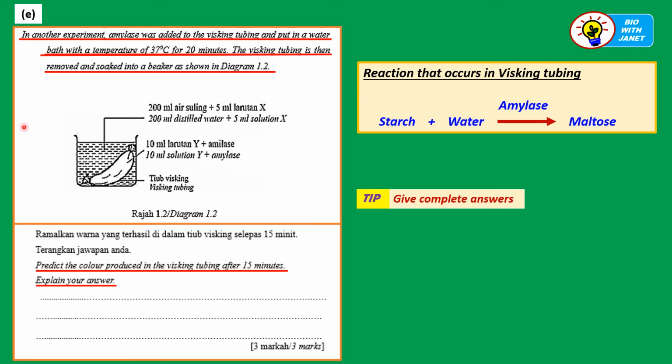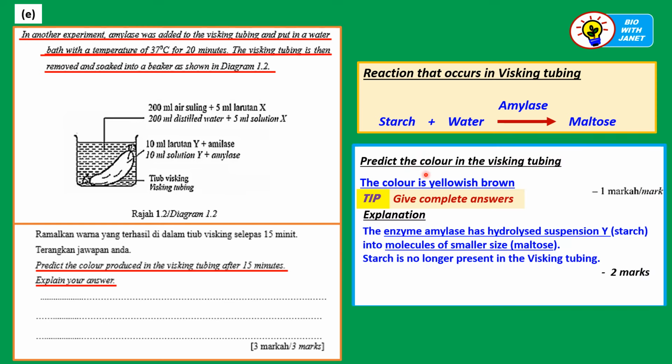So when you immerse the Visking tubing in the beaker containing solution X, which is iodine, what will happen? Iodine molecules or iodide ions will diffuse into the Visking tubing. Is there any reaction or dark blue color produced? There will be no dark blue color produced because starch is absent from the Visking tubing. The starch has all been digested to form maltose. So predict the color. Notice that the prediction is about the color produced in the Visking tubing after 15 minutes. The color will be yellowish brown.